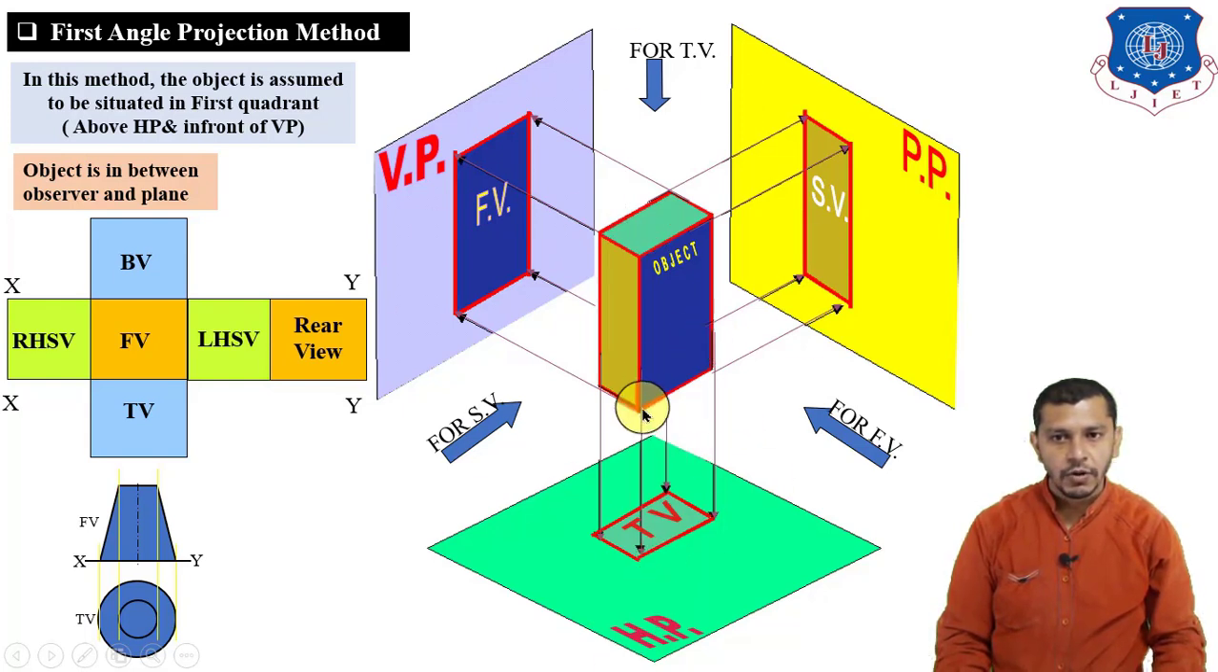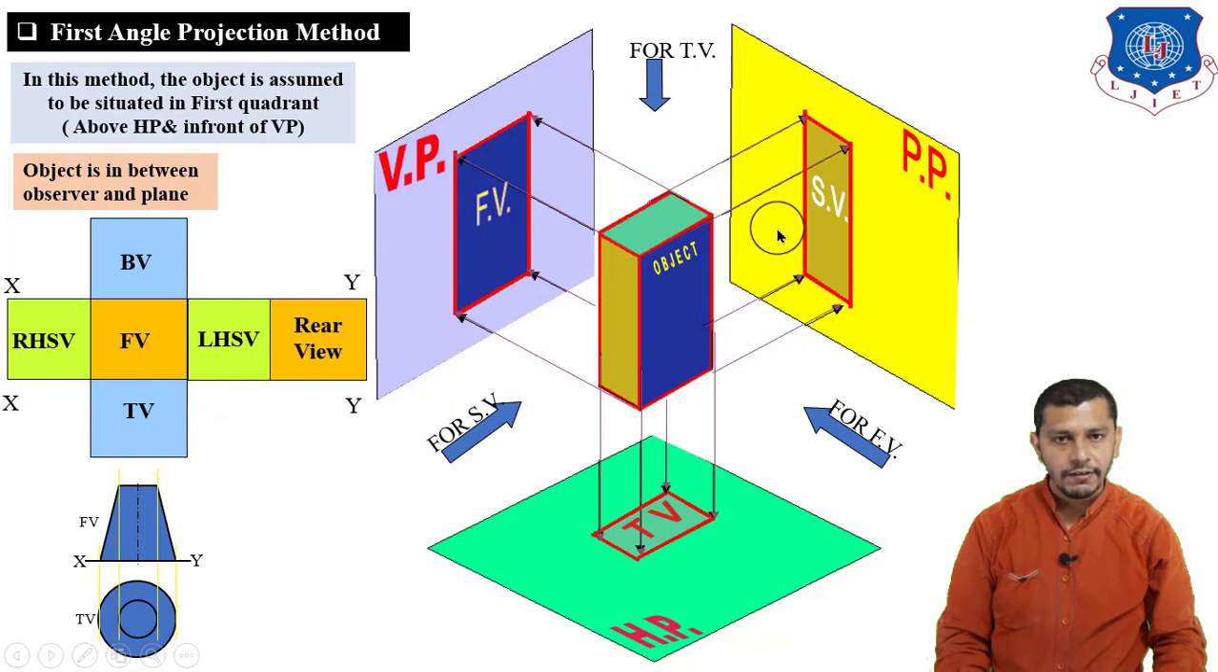So after plotting the front view, top view and the side view of the given object, we have to rotate the horizontal plane 90 degree in the clockwise direction and profile plane 90 degree in the anti-clockwise direction. So if we rotate horizontal plane 90 degree in the clockwise direction, we will get the top view below the XY reference line or below the front view like this.